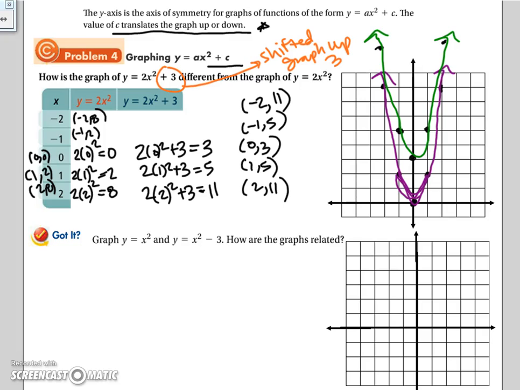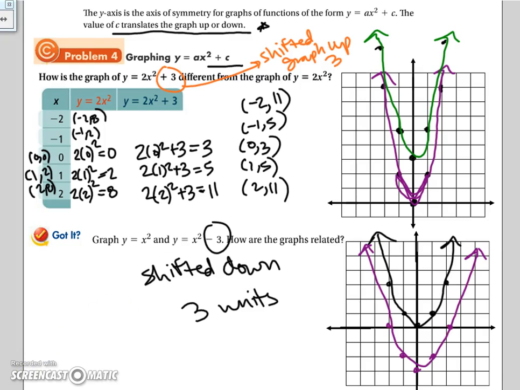Go ahead and pause the video, do your got it now, and then come back and check to make sure that you are correct. Make sure that you plug in both the parent function values as well as the x squared minus 3 values. Okay, as you can see with our graph here, we have the parent function in black. We have the points of 0, 0, 1, 1, and 2, 4 with it mirrored across the y-axis. And then since we had a -3 for our c, that shifted our graph down 3 units.